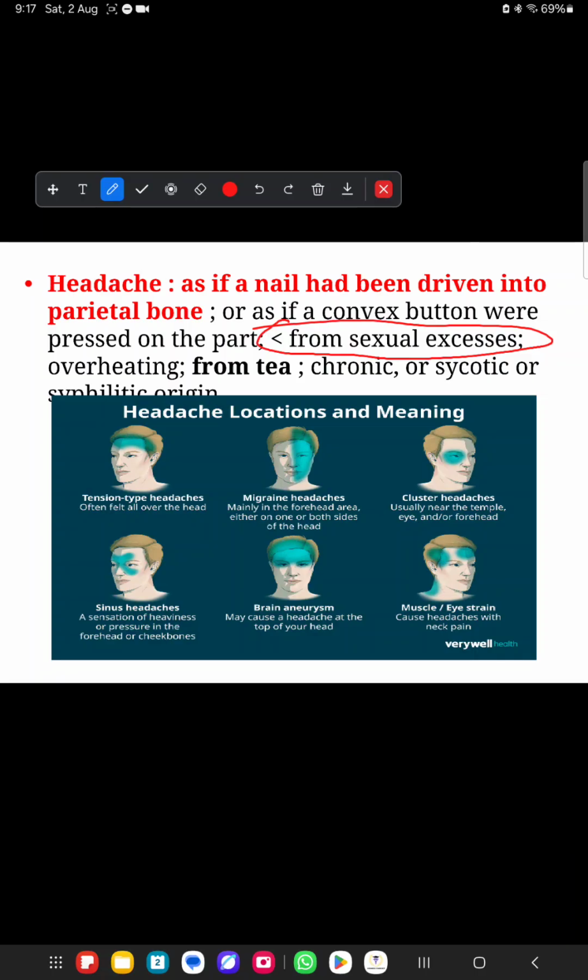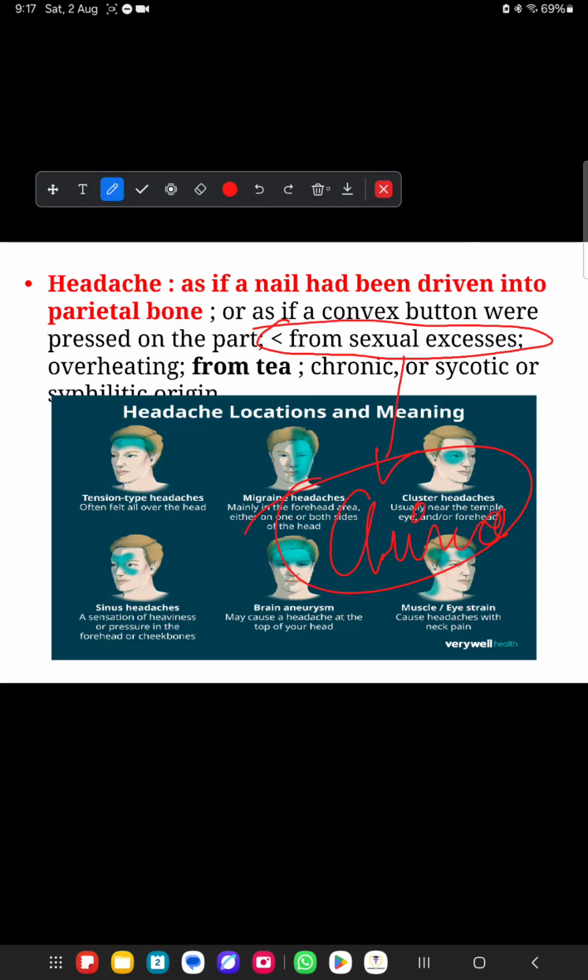But can anyone tell me another medicine for this symptom? Headache from sexual excess. और क्या medicine है? China is the medicine. And if the person is having tea, and after tea he is suffering from headache, again we can think about this medicine. And the patient is having a headache of chronic or psoric or syphilitic origin. Means if the person is suffering from gonorrhea, and after taking a few allopathic medicines he develops headache, then we can think about this medicine.